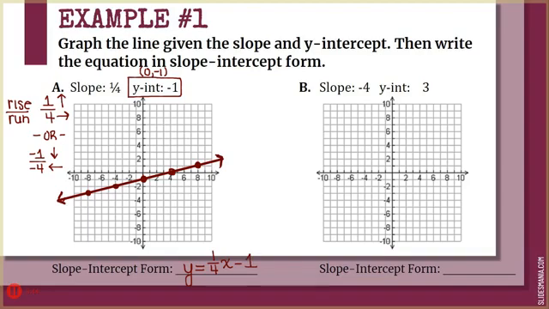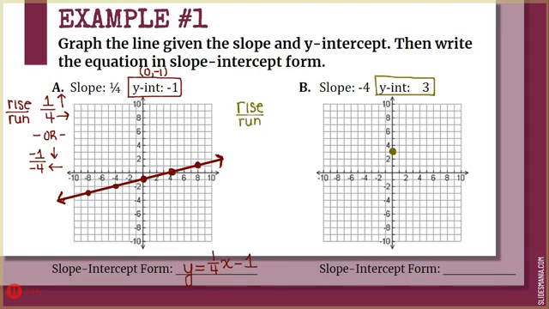For b, if we look at b, I'm going to notice that my y-intercept is 3. So I have to plot my y-intercept first, always. So my y-intercept is 3, so I'm going to plot 3. And then my directions. My directions tell me where I'm going to go from there. So what's my rise over my run?